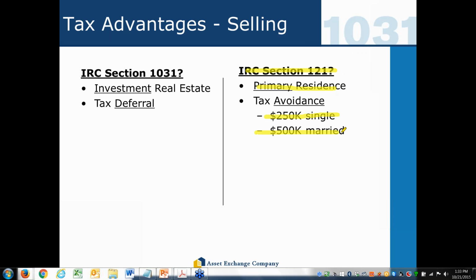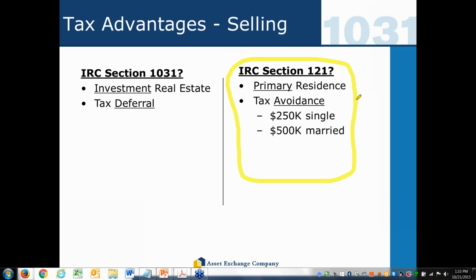If you are married, you can avoid paying taxes on the first $500,000 of gain. Right? This is your basic homeowner's exemption. Do not call me if you are selling your primary residence. I can't help you out.